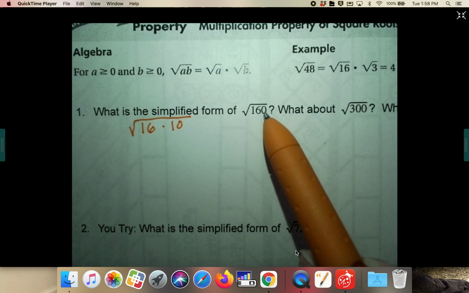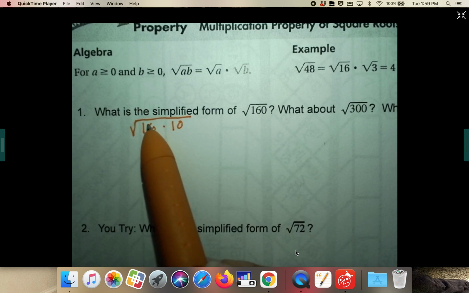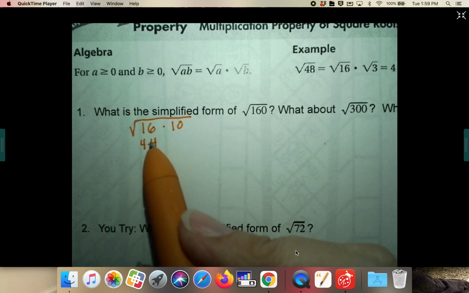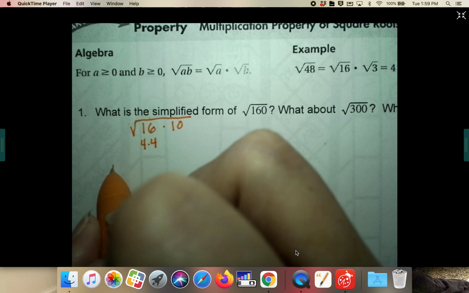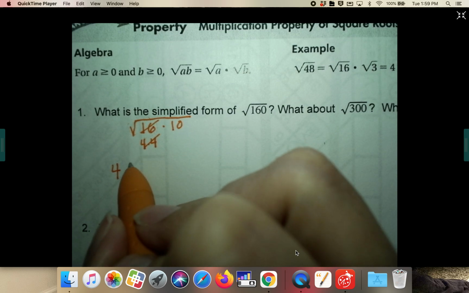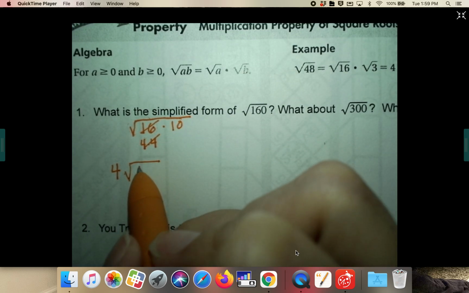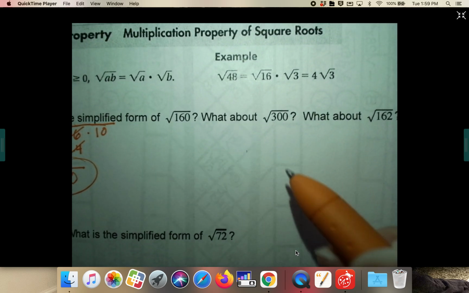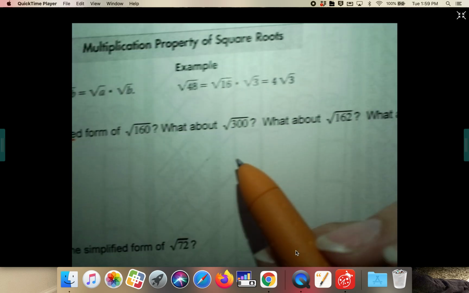16 times 10 is 160, right? But this one has a perfect square. It is 4 times 4. So when you take the square root of 16 and pop it out front, it is going to be 4. And therefore we've used that. Who gets to stay inside the radical? 10. Okay, sorry. I'll not try to give away the answer for the next one.